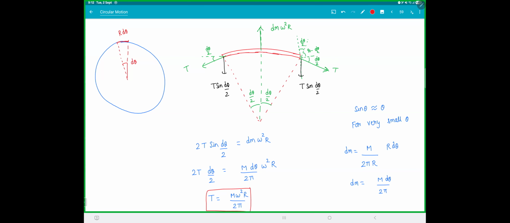You take a very small piece. Both sides are being pulled with two tensions. The vertical components of the two tensions balance the centrifugal force. Any confusion, anything you're not convinced about? How did you take the FBD? What is that angle? What is that force? What is the theta? Anything you're not sure about, please ask.